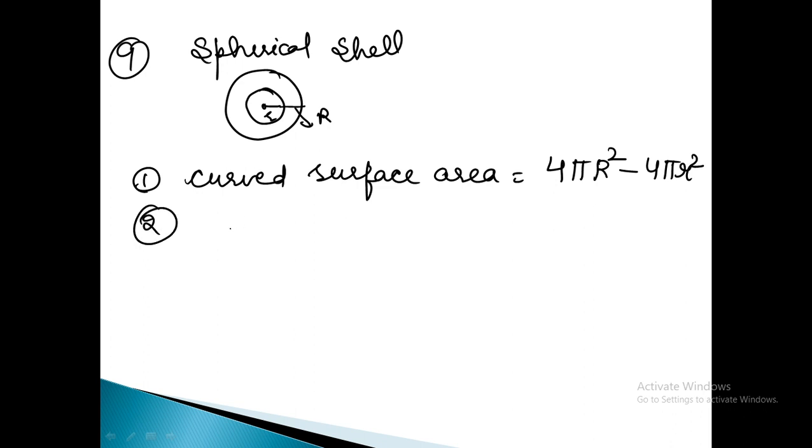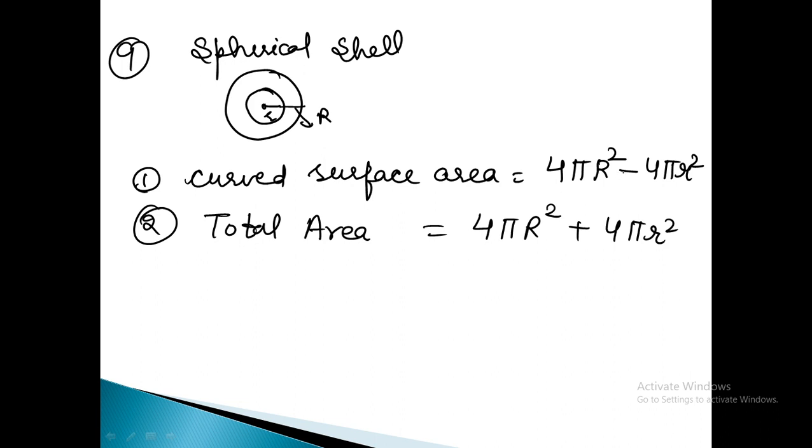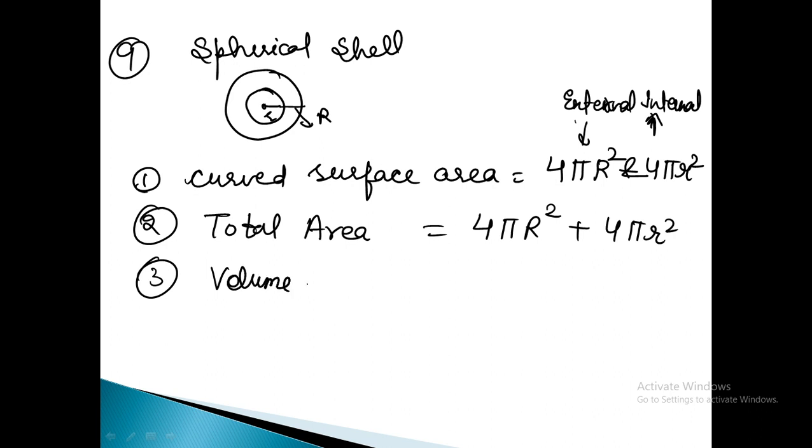Second, total area is equal to 4 pi capital R square plus 4 pi small r square. Here we use two formulas. Curved surface area is used for the external part, and the other is used for internal. And last, volume is equal to 4 by 3 pi (R cube minus small r cube).